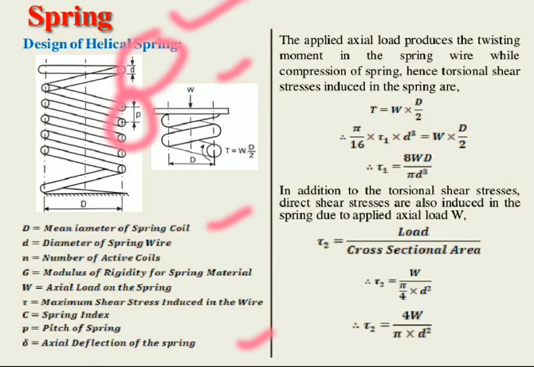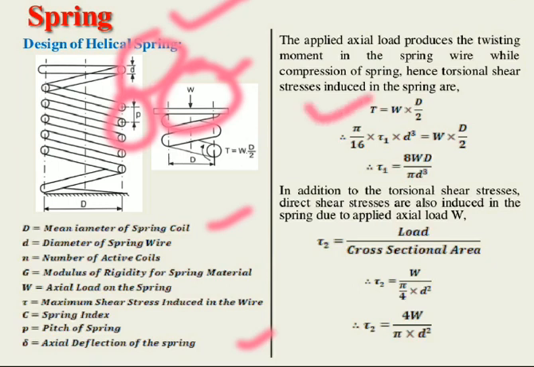Starting from that, the first point to be considered for design is that the applied axial load produces a twisting moment in the spring while compressing the spring. That means when the axial load W is applied on the wire or on the spring, it produces a twisting moment in the spring wire, and hence torsional shear stress is induced in the spring. So we have to calculate the torsional stress, and before calculating it, we have to find out the torque.